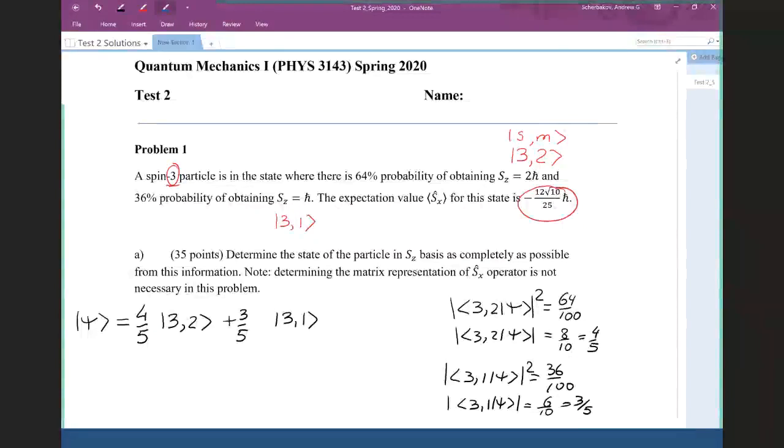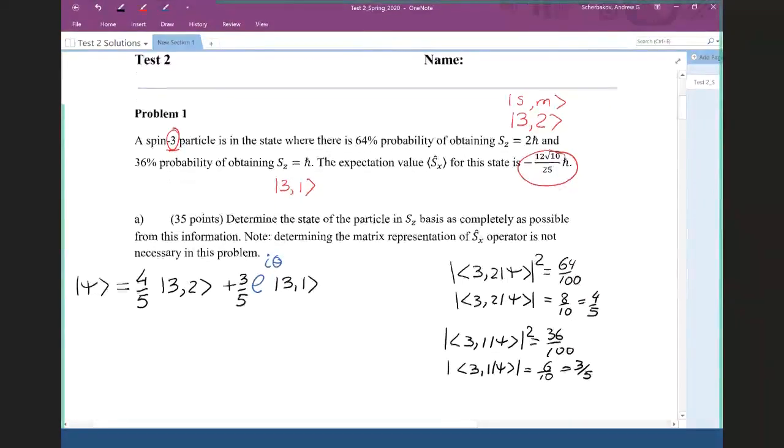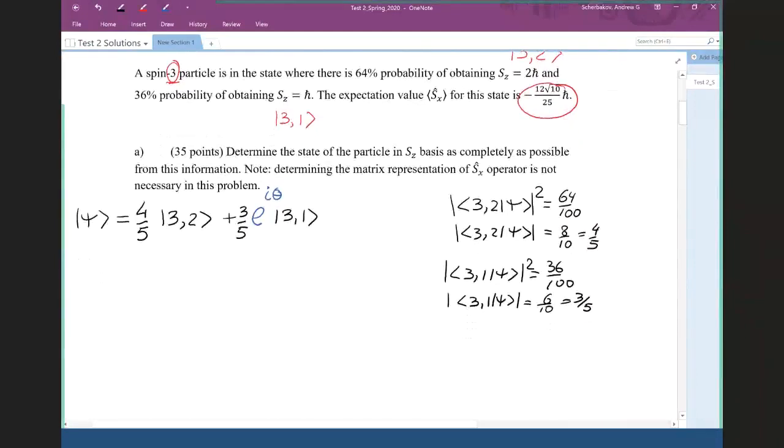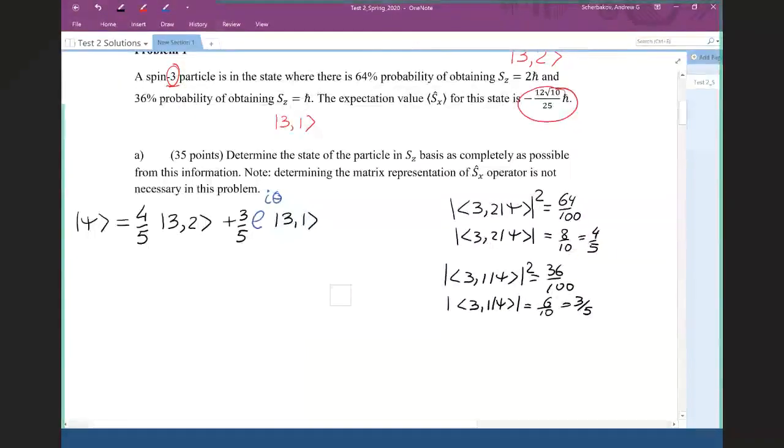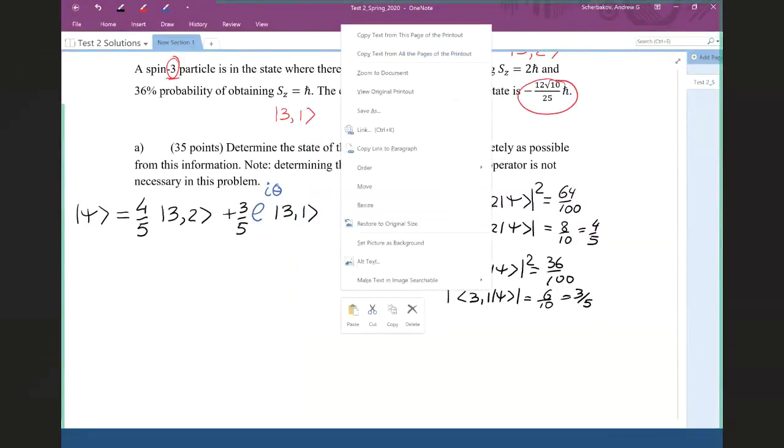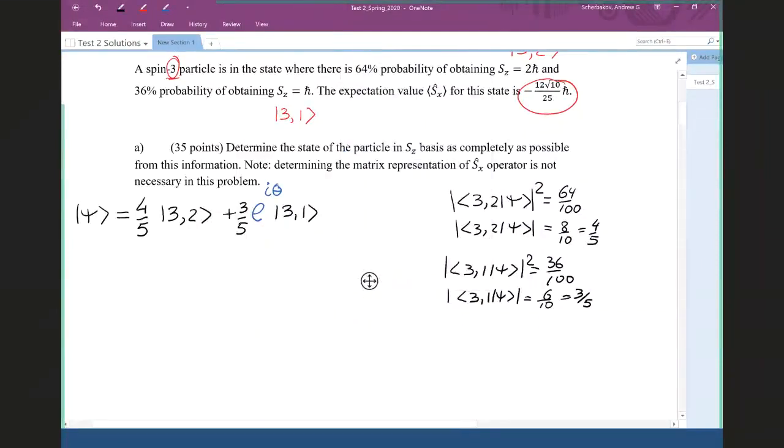So I will say that the coefficient, the probability amplitude for the particle to be in the 3,1 state, will be 3/5 times some relative phase, e to the i theta, which is the relative phase. Now, the challenge is to find that relative phase. That's what we are going to do for the rest of this problem. Okay, that's the idea.